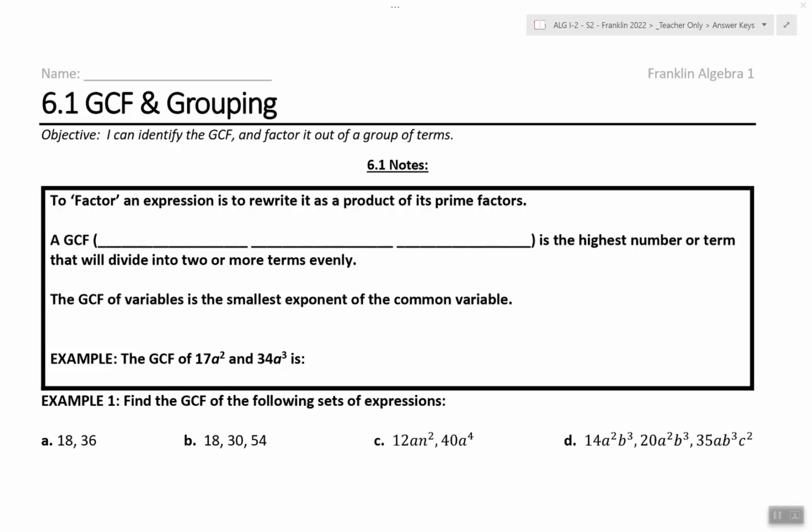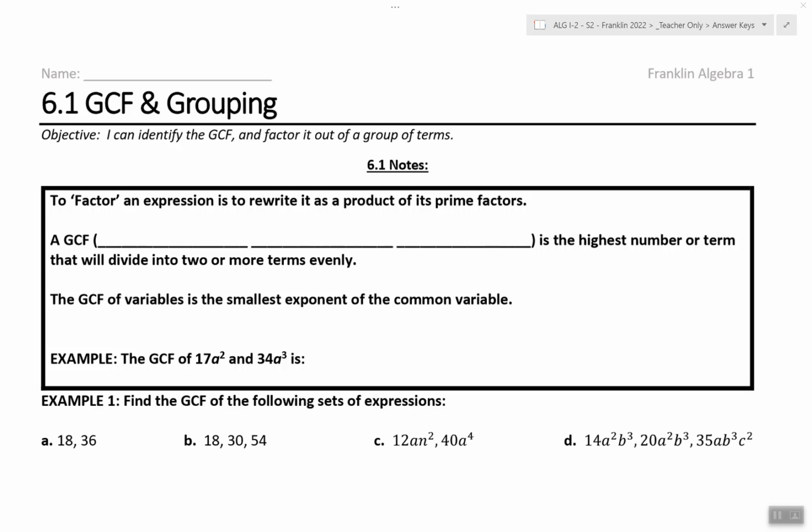In these notes, we're going to be identifying the greatest common factor, or GCF, of a set of expressions, and also looking at the grouping method for factoring a polynomial. So to factor an expression or polynomial is to rewrite it as a product of prime factors. And we'll use the GCF to do that.